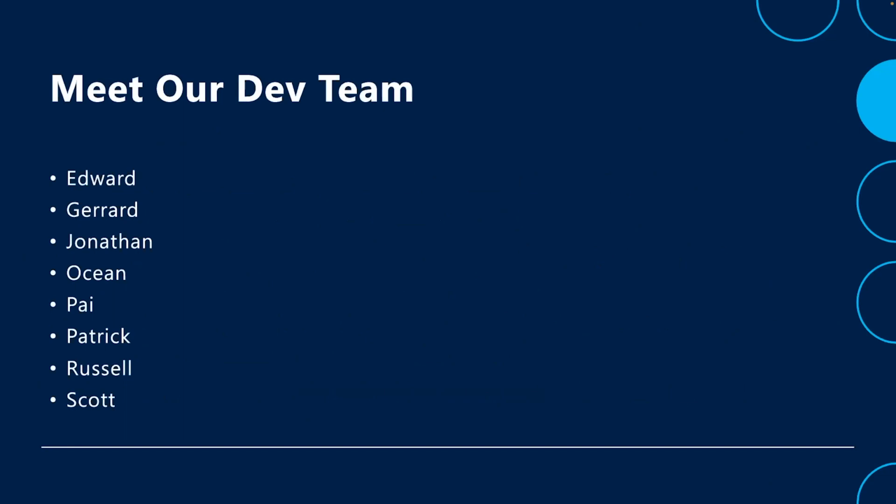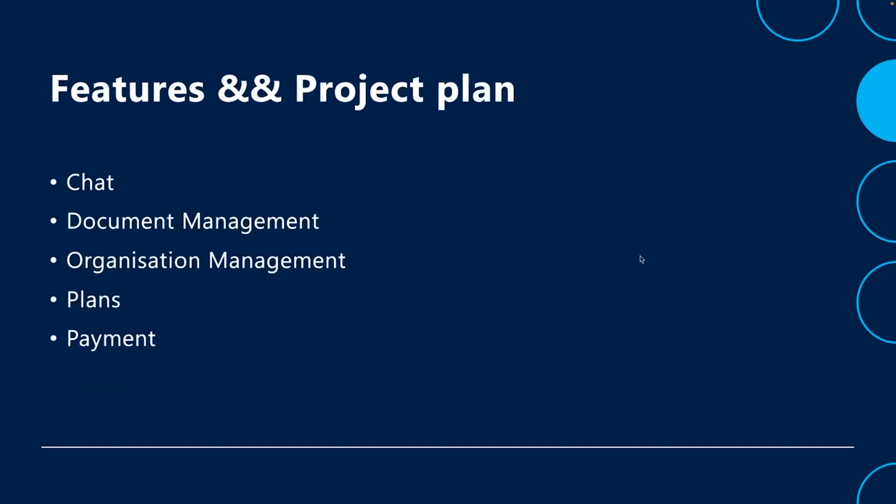This is our dev team: Edward, Greyward, Jordan, Ozen, Pi, Patrick, Russell, and Scott. This is our features and project plan. The first feature is chat, and another is document management. The third is organization management, the fourth is plans, and the last is payment.